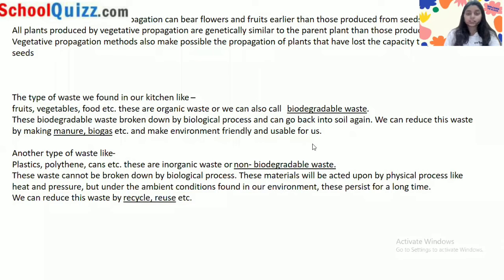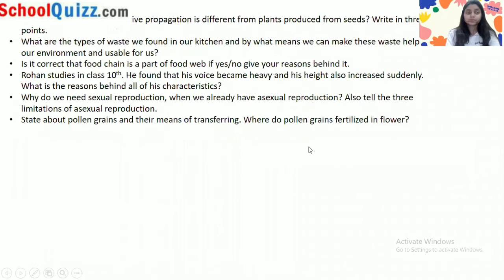Now let's move to the next question. The next question is asking: is it correct that food chain is a part of food web? Yes or no, give your reasons. This is a very common question, and it is an important question also, because you have to tell them what a food chain is and what a food web is, and whether it is correct. They are asking for your views on whether it is correct that food chain is a part of food web or not. So let's see.